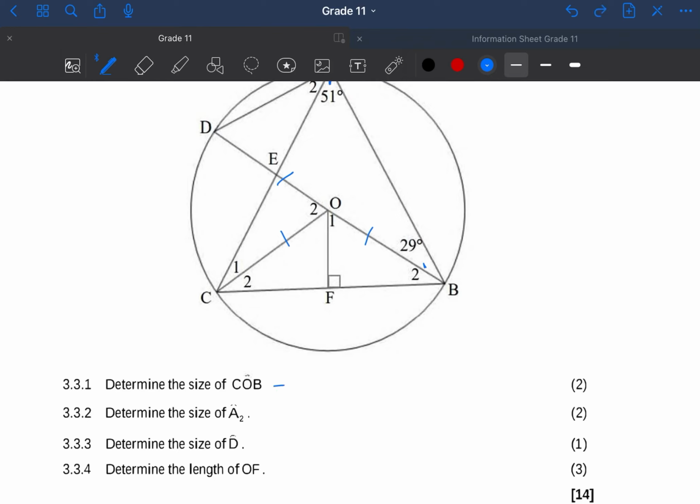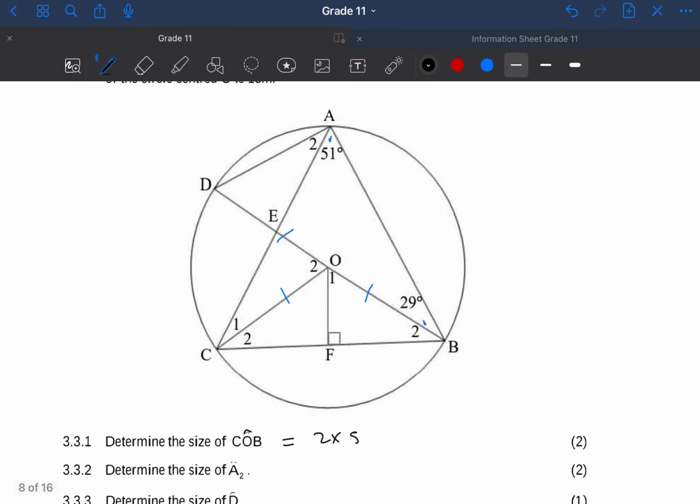So angle COB is equal to 2 times 51, or you can say 2 times angle A1, which is 2 times 51 degrees, which is 102 degrees. So that's basically your answer. And what is the reason? The reason is the angle at the center is twice the angle at the circumference.